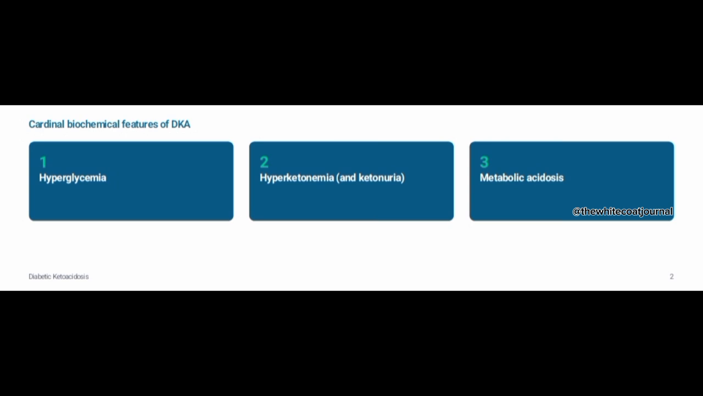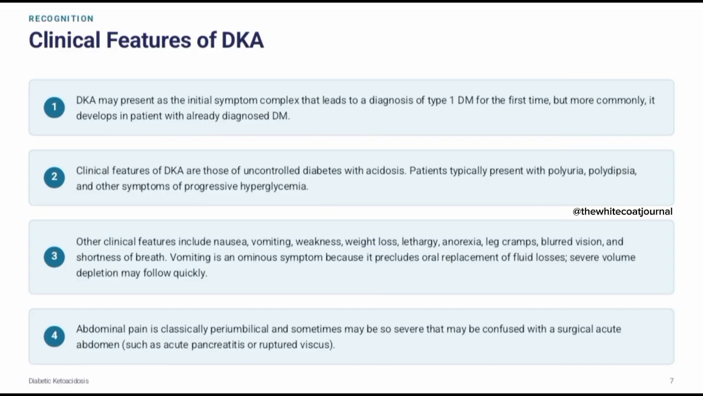Hyperglycemia is because glucose utilization decreases and hepatic glucose production increases. Next, ketosis is because the insulin deficiency causes lipolysis and increased ketone production. Metabolic acidosis is because the acidic ketone bodies accumulate. Now that we understand the pathophysiology, the clinical features become easy to understand.